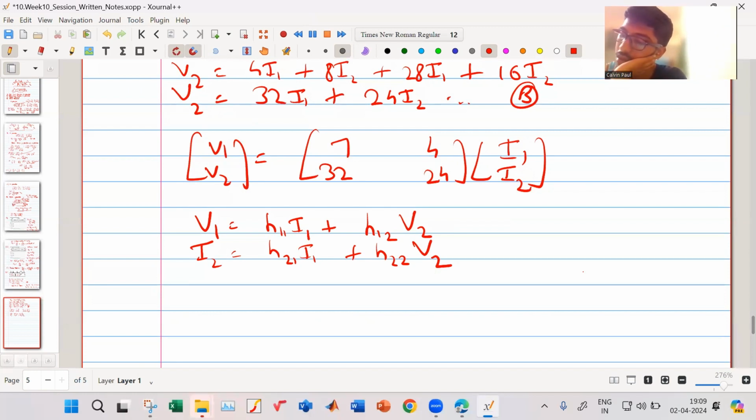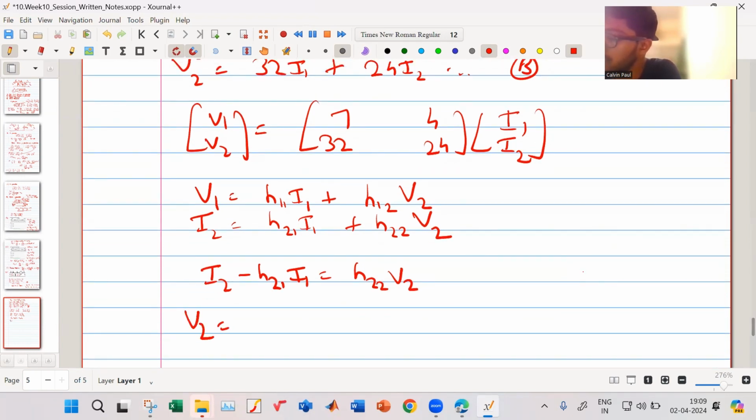Now, you have to make modifications actually and write equals this. So what you can do is you can do I2 minus H21 I1 is equal to H22 V2, right? So you have your V2 is equal to minus H21 upon H22 I1 plus 1 upon H22 into I2, right?